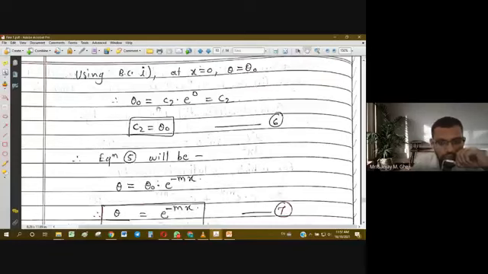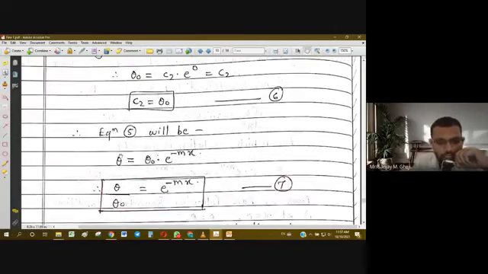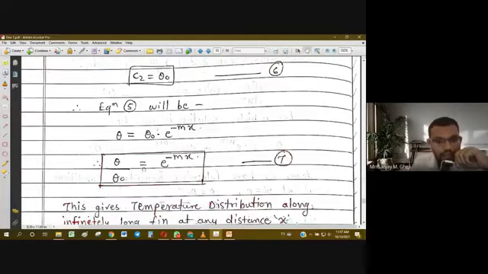Now we can put c1 and c2 back into the original equation of temperature difference theta. So theta comes out as theta equal to theta 0 into e raised to minus mx. Actually c2 is replaced by theta 0, so that is why we directly get this form. We can write it as theta upon theta 0, so theta 0 is taken to the denominator. In the form of a ratio of temperature differences, theta upon theta 0 is equal to e raised to minus mx.